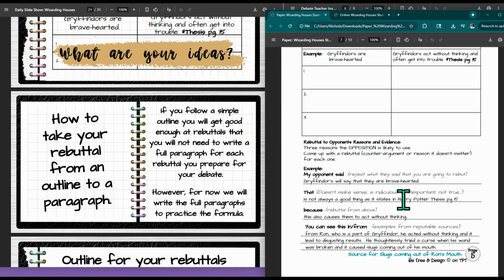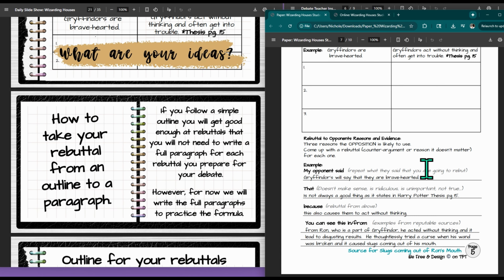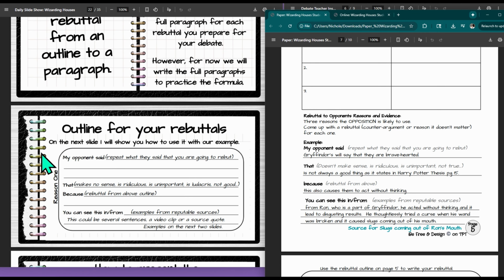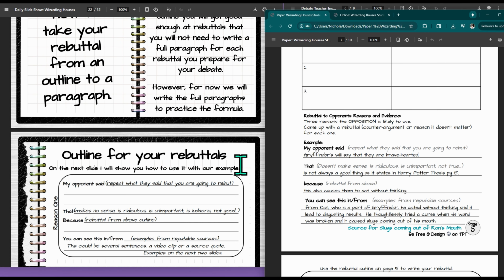These paragraphs are mostly because this is the beginning of debate and I want them to make well-founded rebuttals. You will not need to write a full paragraph for each rebuttal you prepare for your debate. However, for now, we will write the full paragraphs to practice the formula. So right here, I have the formula. On the next slide, I will show you how to use this with our example. Then on the next slide, I fill it in with them.